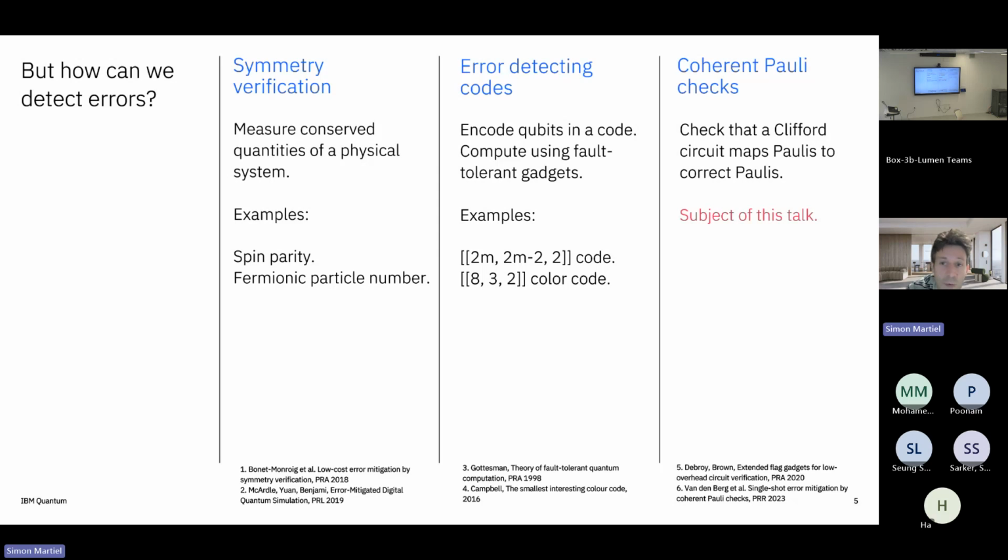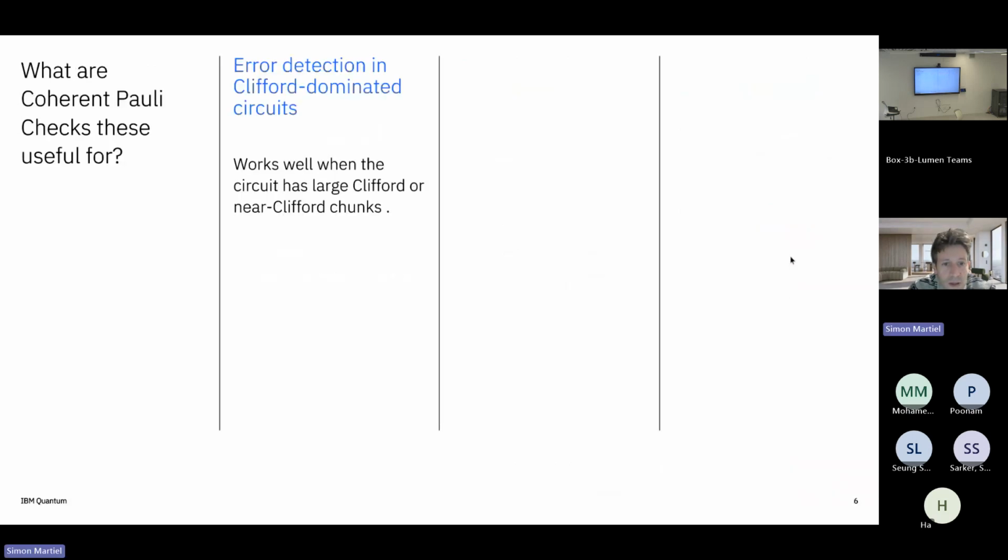The approach we take in this talk is another approach called coherent Pauli checks. The idea is that we can start from a Clifford circuit that we want to correct. We can check that this Clifford circuit sends some random Pauli onto some other, expected Pauli, check this type of symmetries, and use those symmetries to detect errors. And this is exactly what I will discuss today.